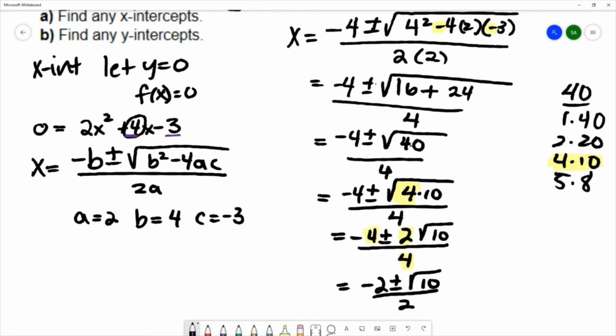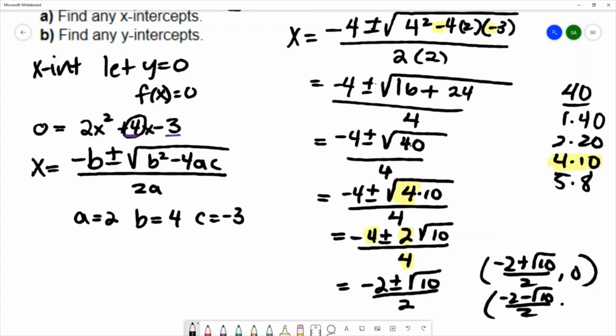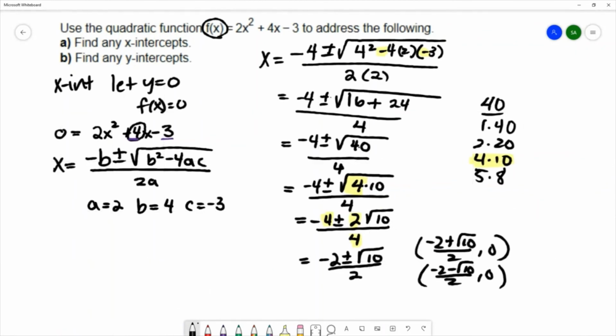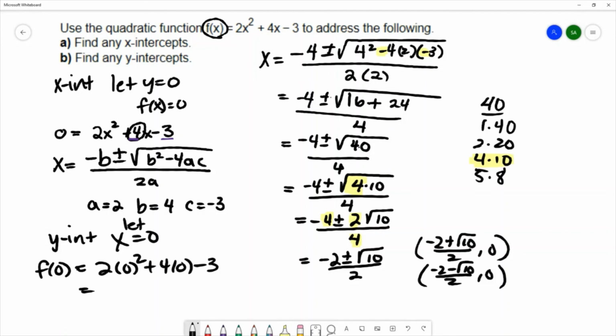So I've got two x-intercepts: negative 2 plus square root of 10 over 2 comma 0, and negative 2 minus square root of 10 over 2 comma 0. So there are the x-intercepts. And then I want to find y-intercepts. To find a y-intercept, you let x equal 0. I'm going to substitute a 0 in for x. It's 2 times 0 squared plus 4 times 0 minus 3, which is negative 3. So I have a y-intercept at 0, negative 3.